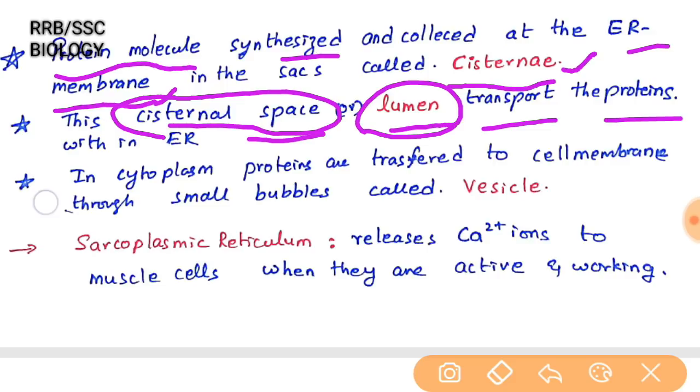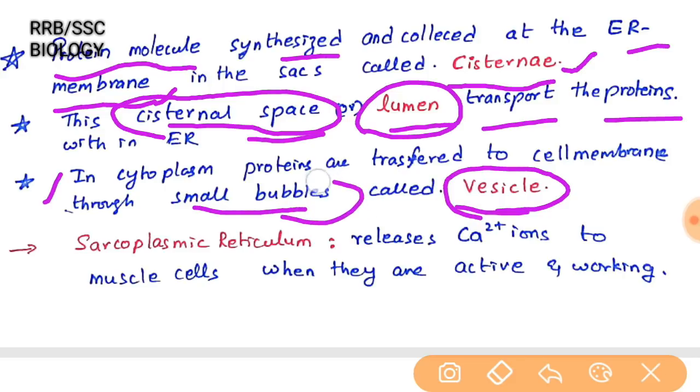In the cytoplasm, proteins are transferred to the cell membrane through small bubbles called vesicles. If this endoplasmic reticulum reaches the cell membrane, then protein is supplied from the nucleus to the cell membrane. If it doesn't reach, if the endoplasmic reticulum couldn't transfer, then these proteins are given to vesicles, which are small bubble like structures inside the cytoplasm. These vesicles will carry the proteins and reach the Golgi complex or cell membrane, friends.